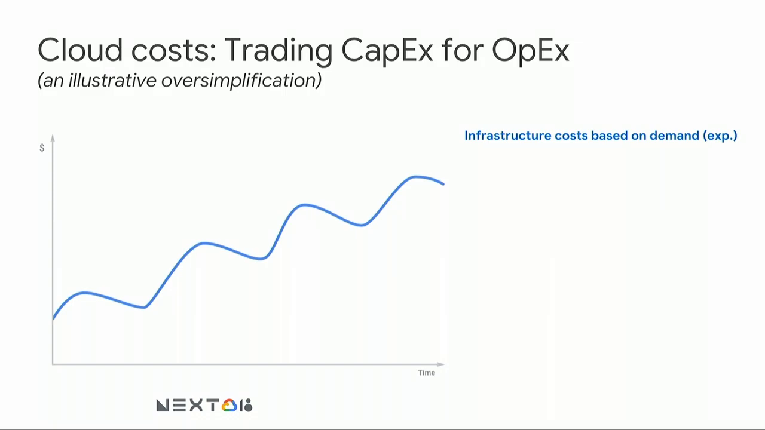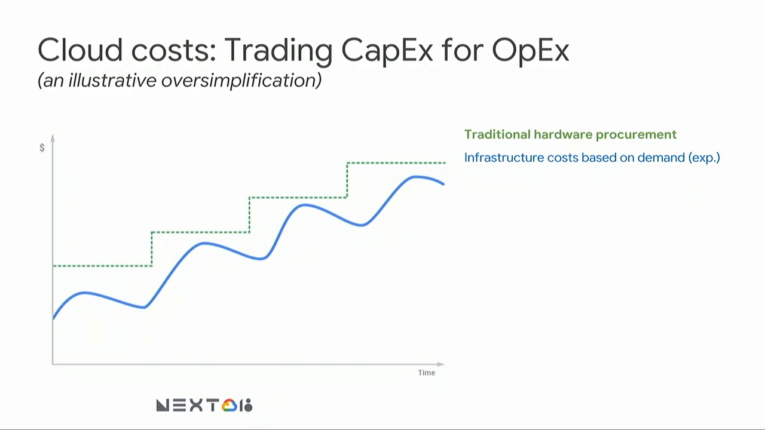So that's something I just want to talk about and frame this talk a little bit before we dive into the cost reporting tools. One of the things you probably hear a lot about moving onto the cloud from a legacy provider, or operating on various cloud providers, is the ability to trade capital expenditures for operational expenditures. So here's just an illustrative oversimplification.